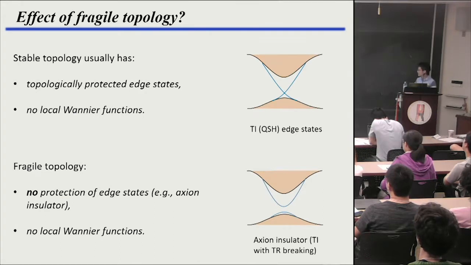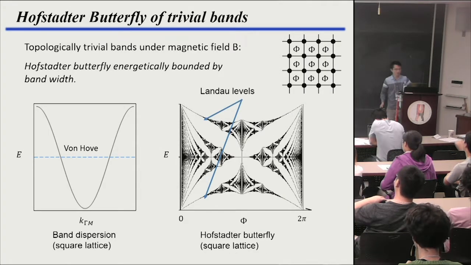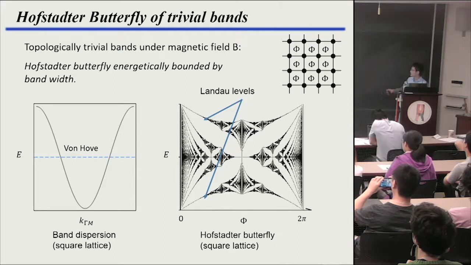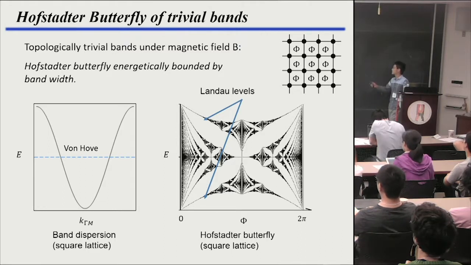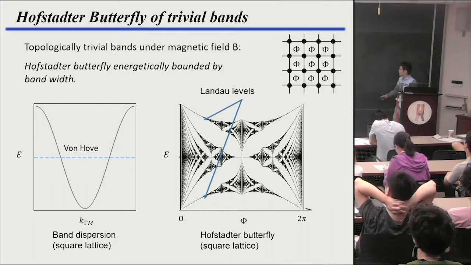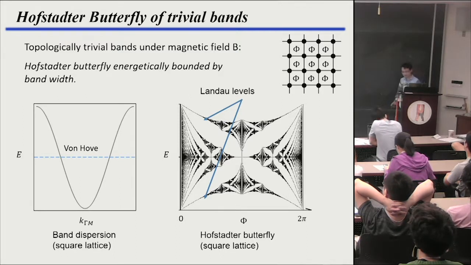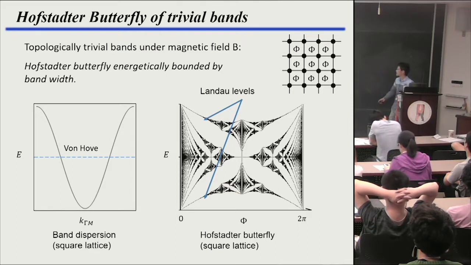So this is actually the general understanding for the effects I'm going to talk about. I'll show that this fragile topology has some effects in Hofstadter butterfly. This is not only for fragile topology, it's also for strong topological systems. Hofstadter butterfly is basically when you add the magnetic fields to your lattice and the flux is comparable to one flux per unit cell, then you will get some fractal-like bands, which you call Hofstadter butterfly.